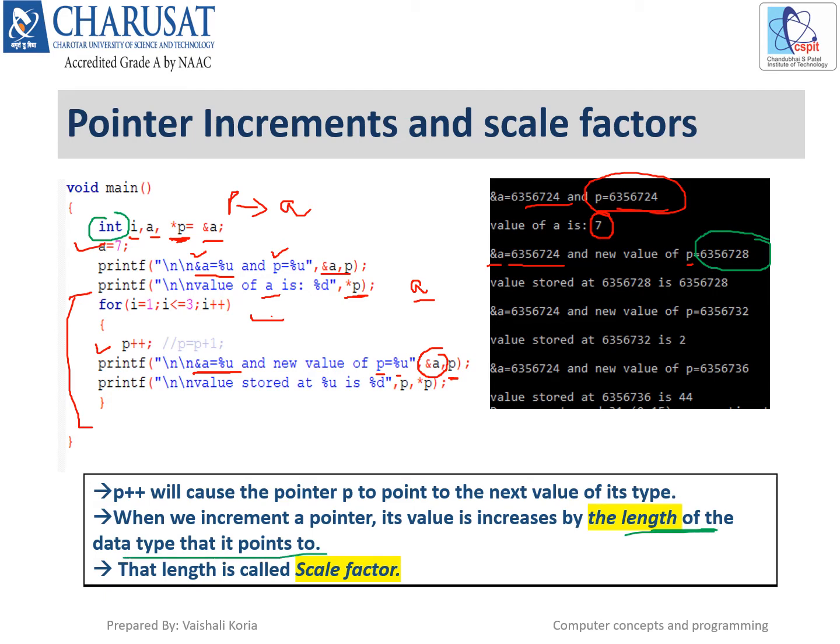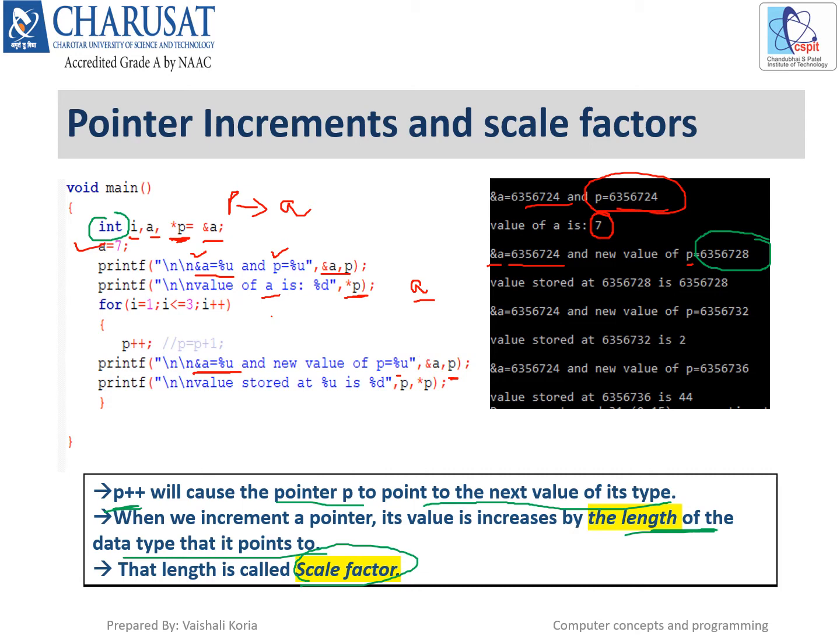If P contains the address of a character variable, it will be incremented by exactly 1. If it is pointing to a float variable, it will be incremented by 4, like this. So P plus plus will cause the pointer P to point to the next value of its type, meaning if it is an integer, it points to the next integer. Obviously the next integer will be after 4 bytes. So when we increment a pointer, its value is increased by the length of the data type that it points to, and that length is considered the scale factor.